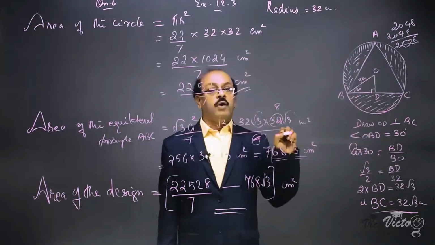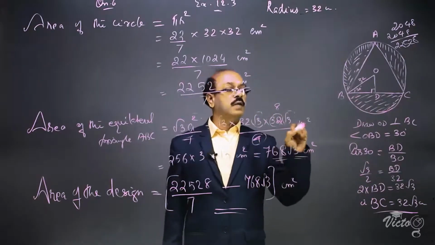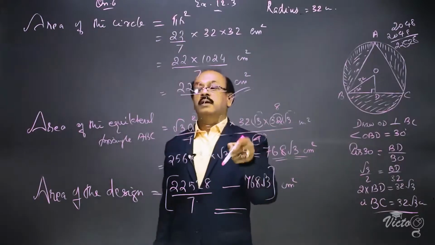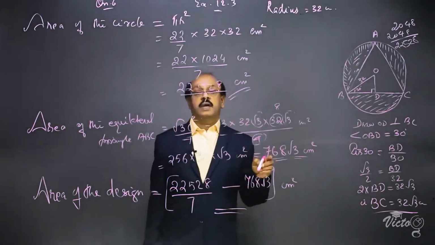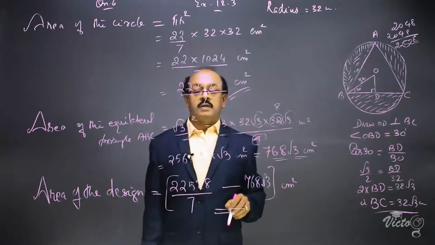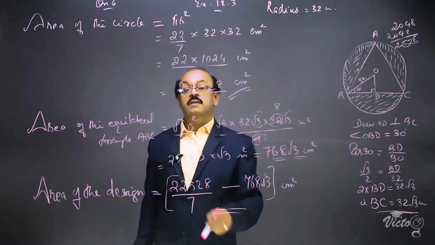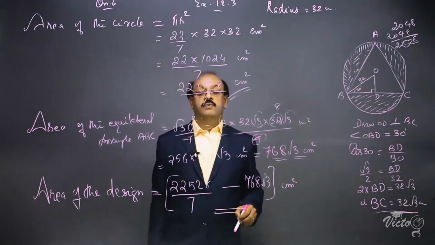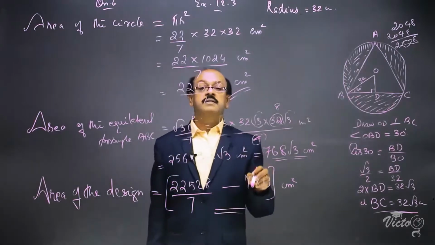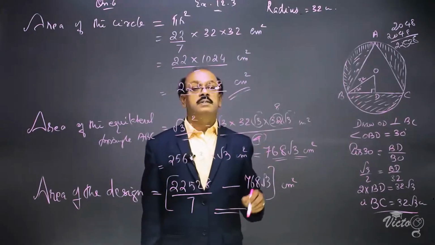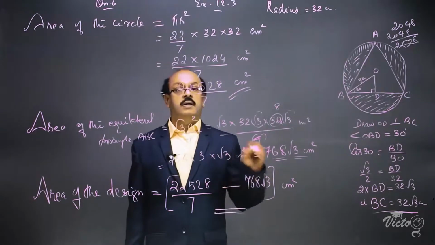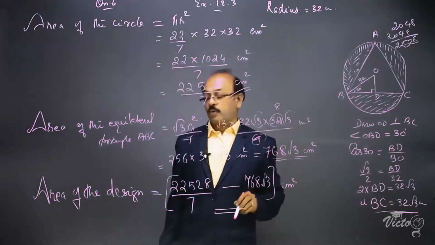So we obtained the length of one side of the equilateral triangle and then found the area. Subtracting the area of the equilateral triangle from the area of the circle, we get the area of the design as 22,528 by 7 minus 768 root 3 centimeter square. It's a good type of problem. Note it.